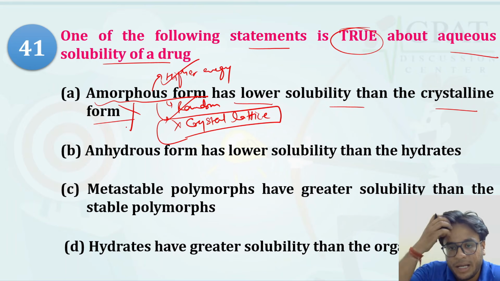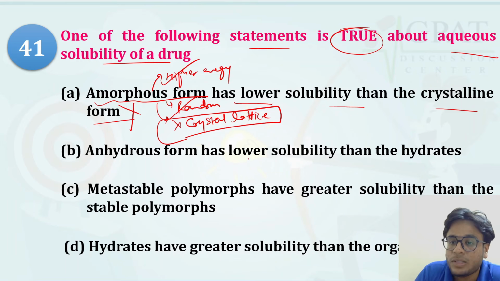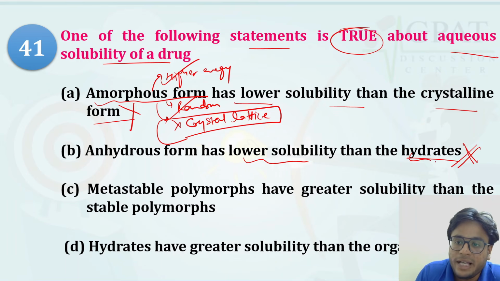Option B: anhydrous form has a lower solubility than the hydrates. The anhydrous form always has a higher solubility because it has more tendency to take up water as compared to the hydrate, because hydrates are the form that already has water in it. So this is also incorrect. Hydrates already have water, so they have a lesser tendency to mix with water when we compare hydrates with the anhydrous forms.